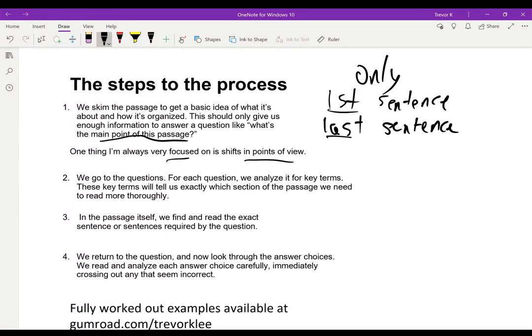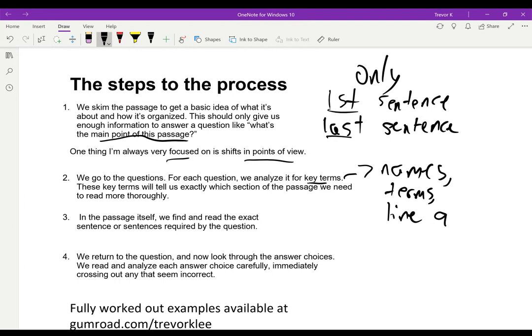So I start going to the questions. For each question, I look at it for key terms. If there are any weird terms that I don't recognize, or names, or dates, or whatever, I go back to the passage and I read it. Hopefully, my idea of the organization of the passage will be enough to tell me where I need to look further. So this would be stuff like names, terms, or sometimes they just ask you for a line number, like line 9.